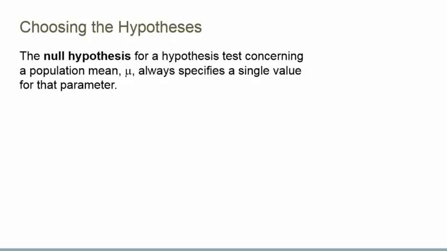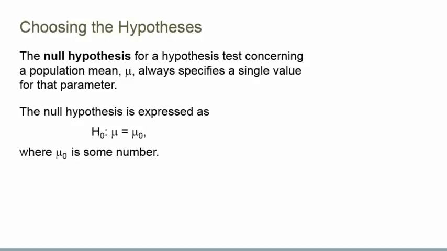Choosing the hypotheses. The null hypothesis for a hypothesis test concerning a population mean mu always specifies a single value for that parameter. The null hypothesis is expressed as H0: mu equals mu sub 0, where mu sub 0 is some number.